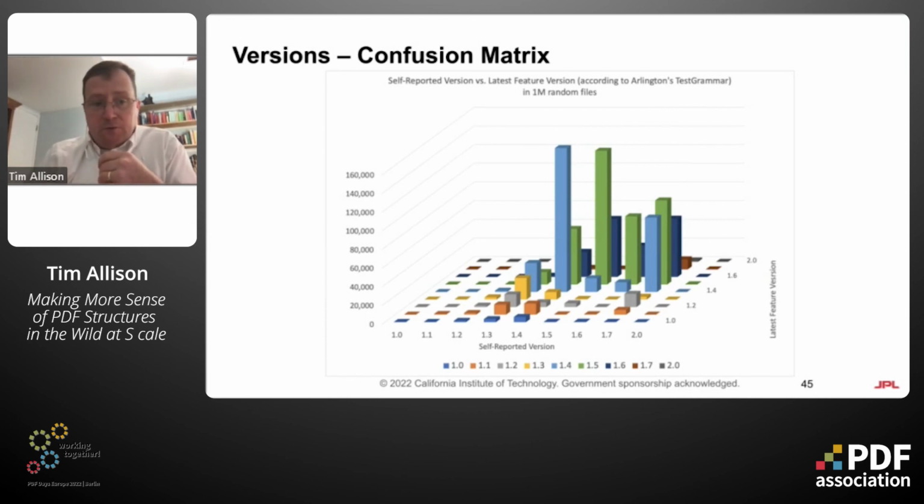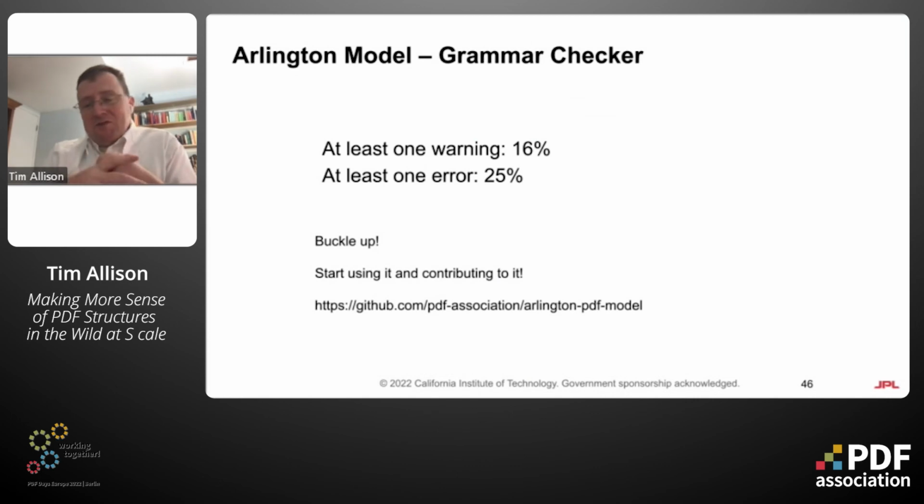So in short, with the Arlington model, we also looked, of course, at warnings and errors. But I just wanted to give a brief taste of what the Arlington model and the grammar checker can do for you. Buckle up. It will be really amazing for what it already is, for what it can offer to validation and understanding PDFs and how they relate to the spec. So please start using it if you're not already. Please contribute to it. I look forward to continuing to work with Peter Wyatt on it. It is an amazing tool.